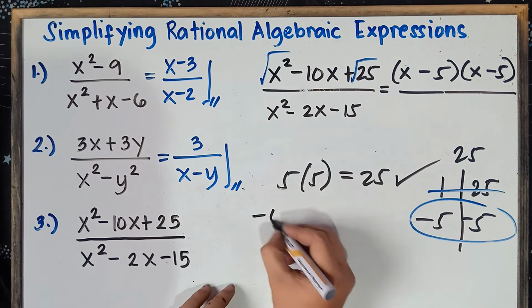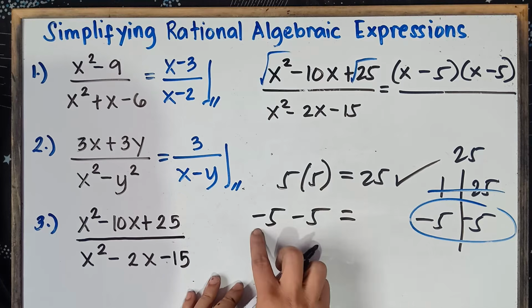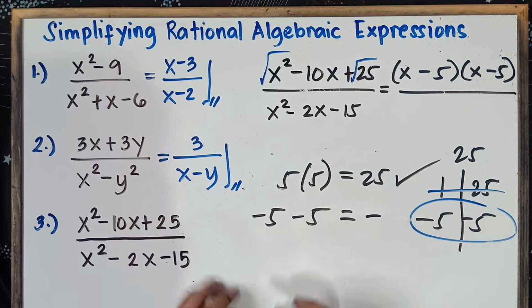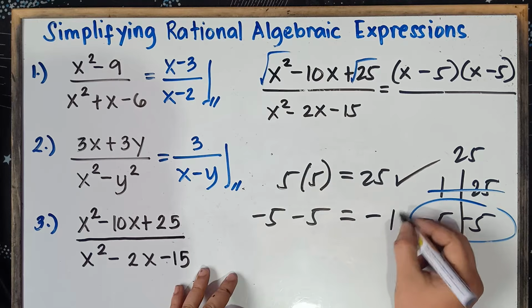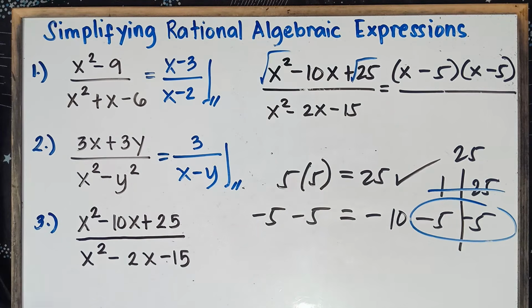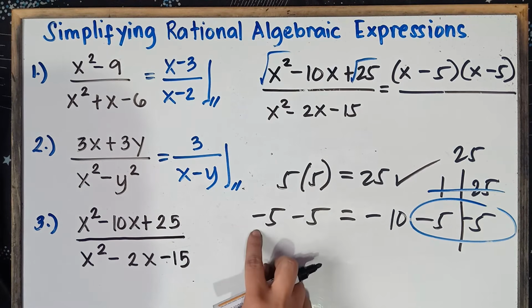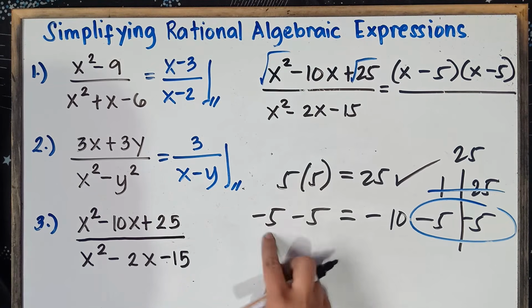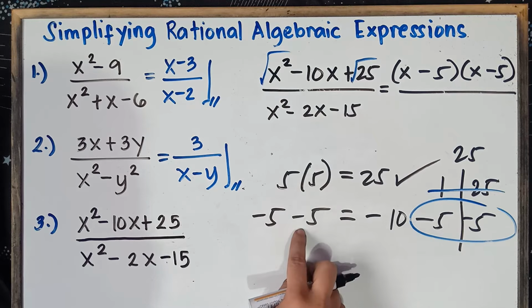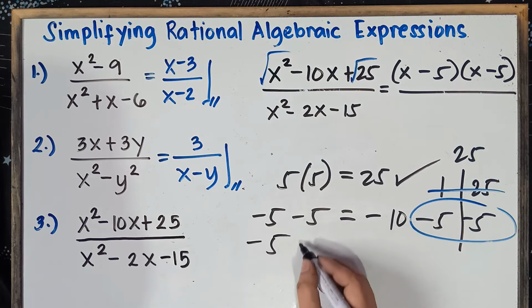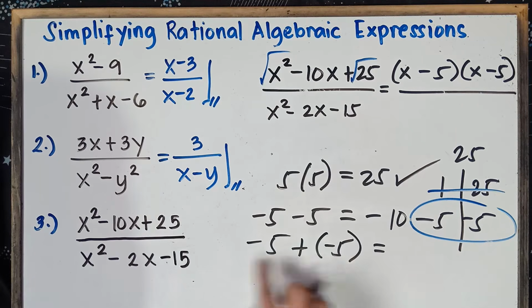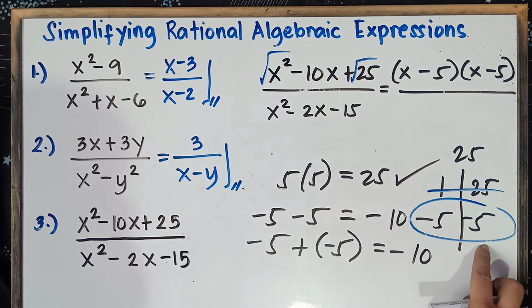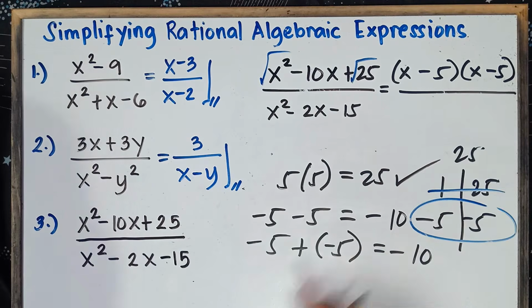Because if you combine negative 5 with negative 5, both negative, simply copy the negative sign, simply add the numbers 5 plus 5, that would be 10. So negative 5 minus 5, that would be negative 10. Or negative 5 plus negative 5: if the signs are the same, simply copy the sign, simply add the numbers. That would be negative 10. So therefore, class, it should be negative 5 and then negative 5. So that's why we have x minus 5 and then x minus 5.